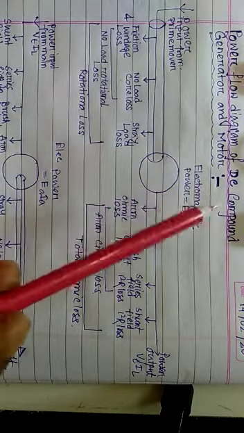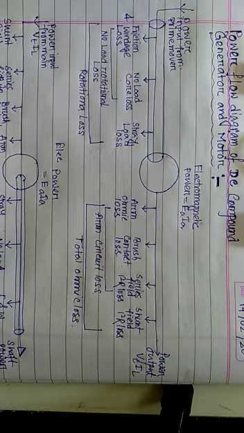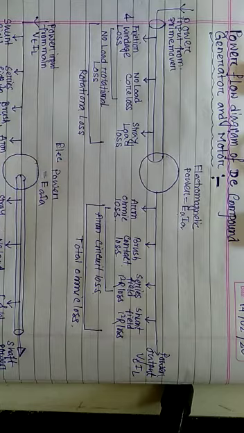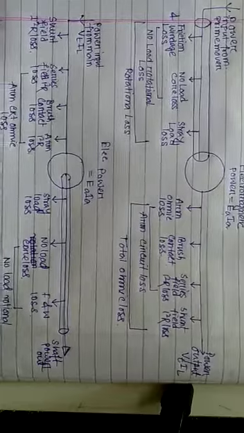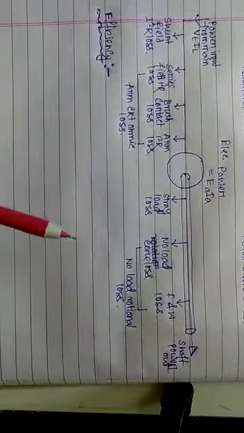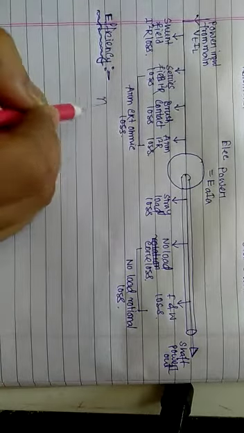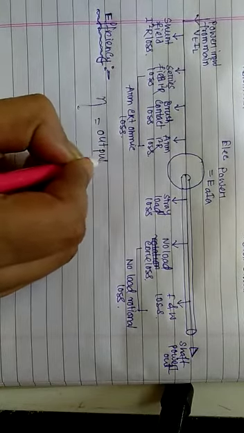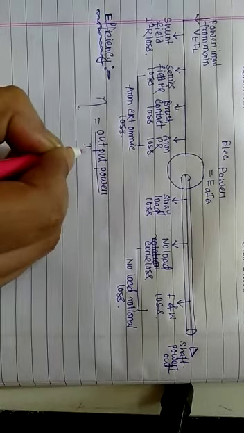Students, in this class I discuss the power flow diagram of the DC compound generator and motor. These are the two power flow diagrams of the DC generator and motor. Now I discuss what efficiency is. As you know, the efficiency is nothing but output power by input power.